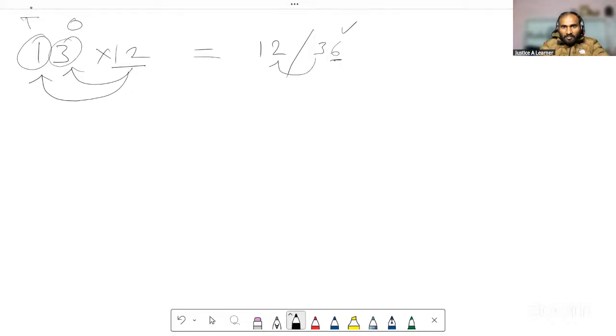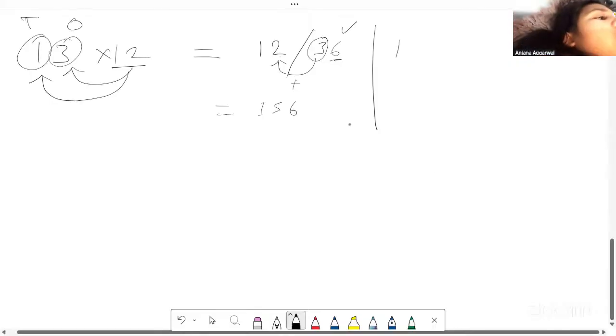So this value will go here, this side. This 3 would go here. So we'll just add this with this. So it would become 156. Yep. So this is the first perspective I do.